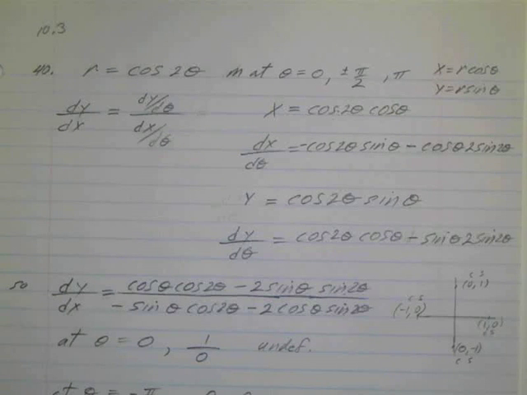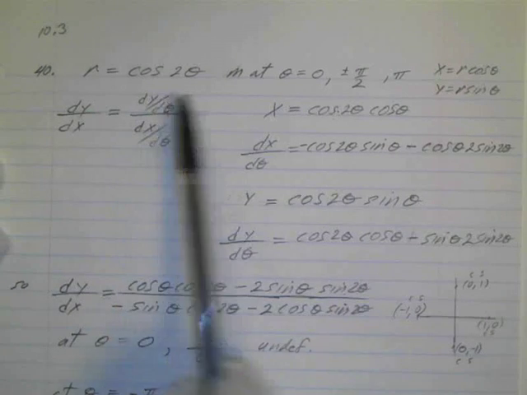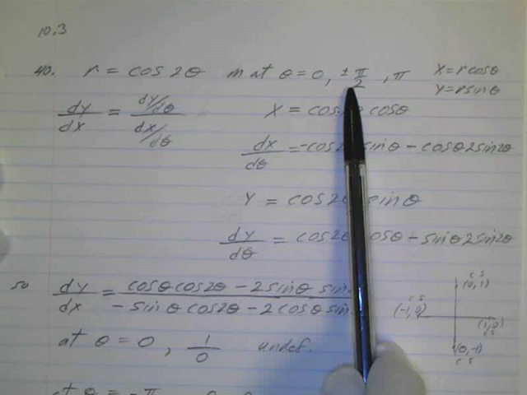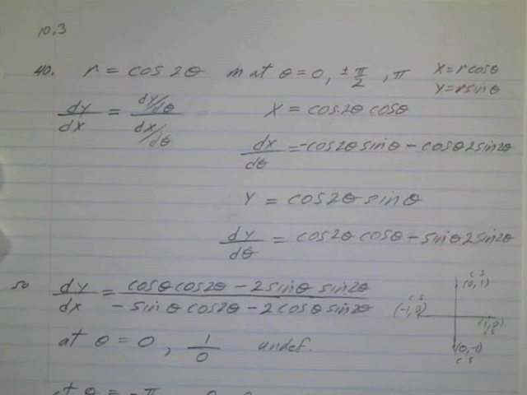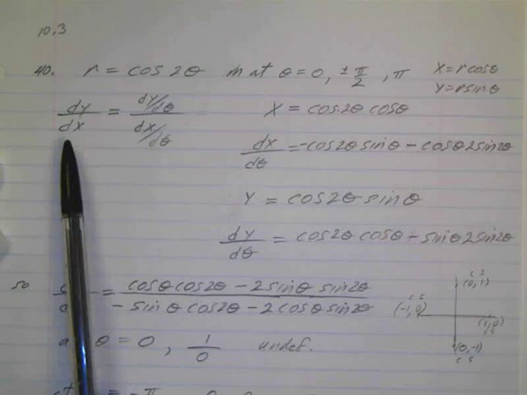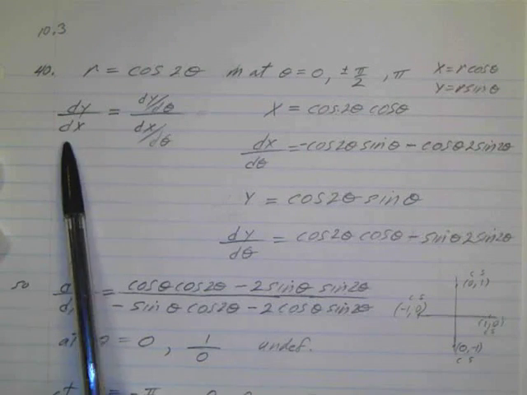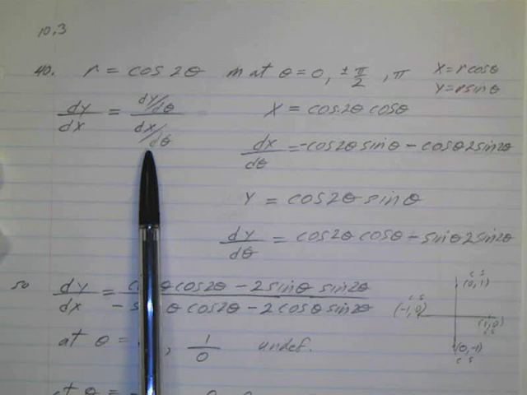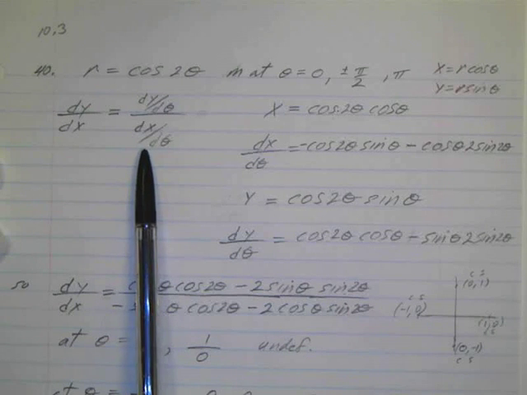This is number 40 on section 10.3, and what we want to do is find the slope of this polar curve, r equals cosine of 2 theta, at each of the indicated points at theta equals 0, plus or minus pi over 2, and pi. So we know our conversions, x equals r cosine of theta, y equals r sine of theta, and we want to find the slope, which is dy/dx, so that's going to be dy/d theta over dx/d theta. So first of all, we have to find x and then y, and then take the derivative.